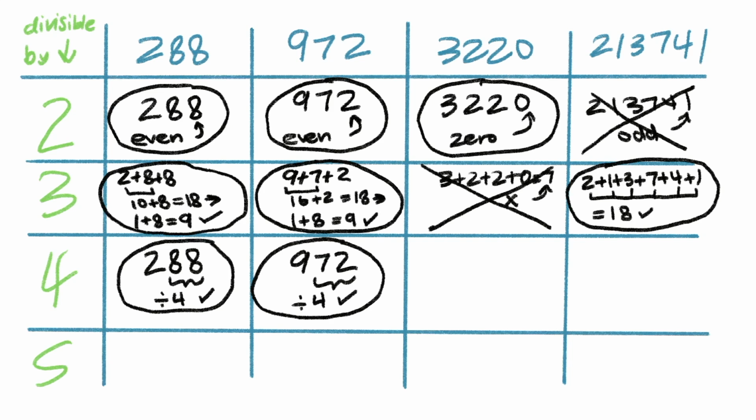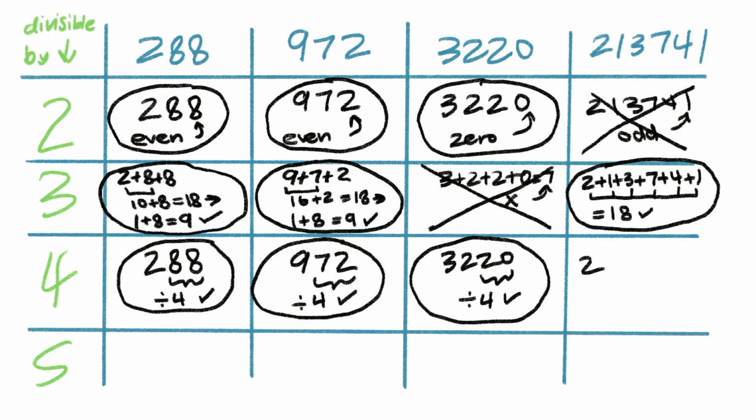This is the same case for 3,220 because 20 divided by 4 returns 5, but this is not the case for 213,741 because after ignoring all of this stuff in the front, in the back two digits, we have 41, and unfortunately, that's not divisible by 4. So therefore, 213,741 is also not divisible by 4.